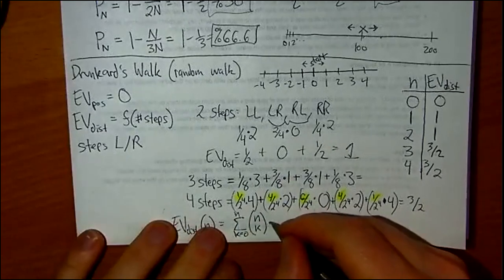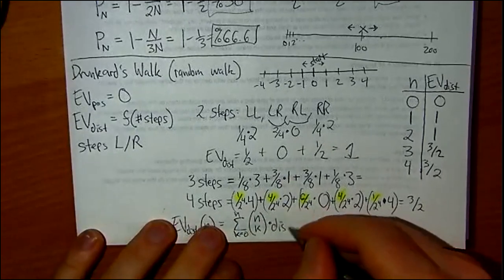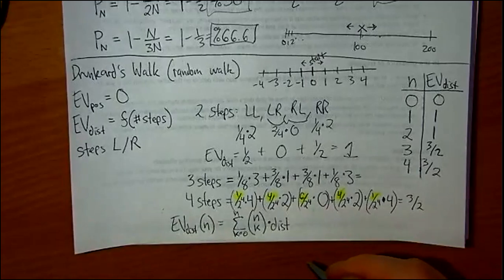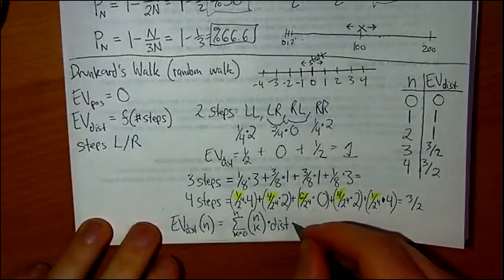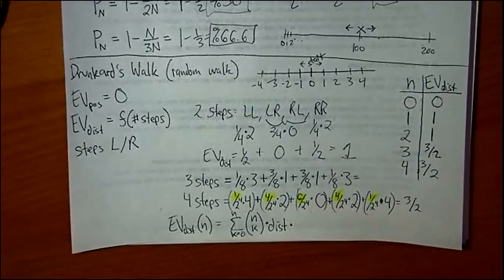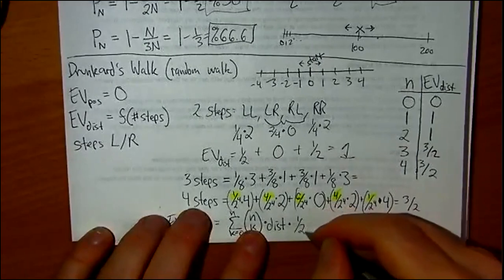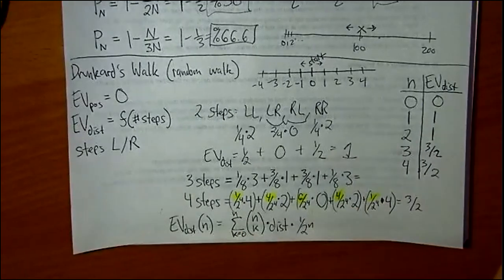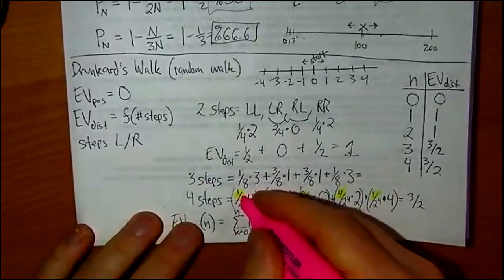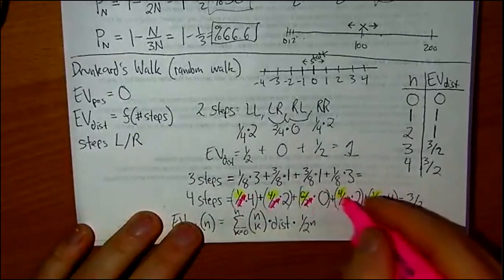Okay, so I'll just abbreviate that. I don't know what that is yet, so I'll just say dist. And then I think times one more thing. There's one part that we missed. Good, 1 over 2 to the n. Can't forget this part.